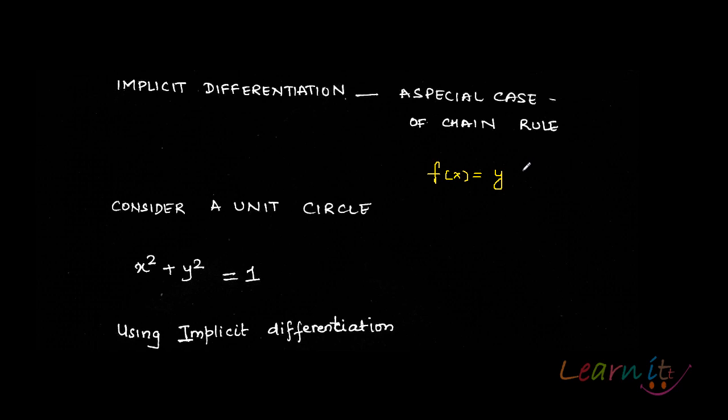For example, let us just quickly take a unit circle. A unit circle has an equation as the following: x square plus y square equals 1. 1 is the radius of this function. Now, if I want to differentiate this equation, how do I differentiate this equation?